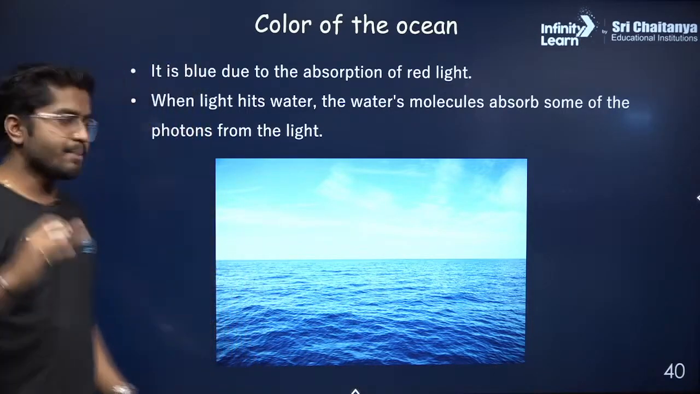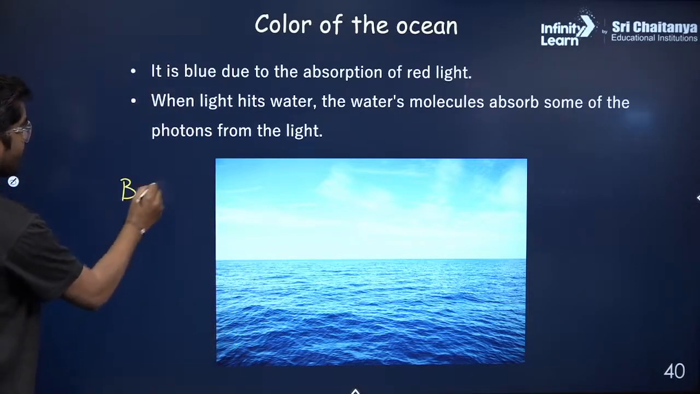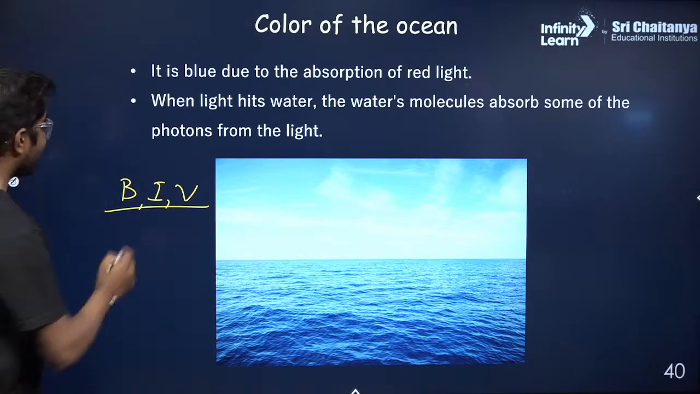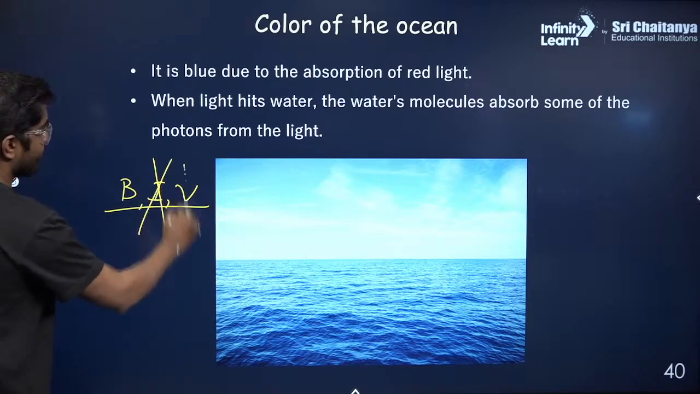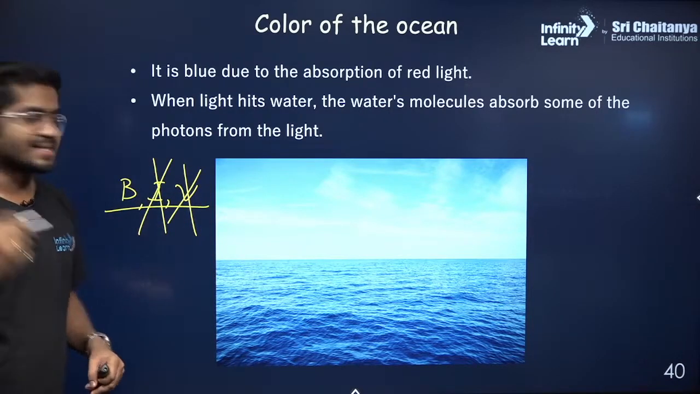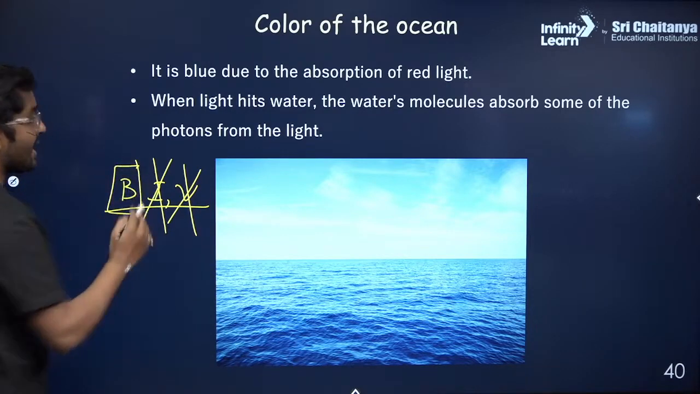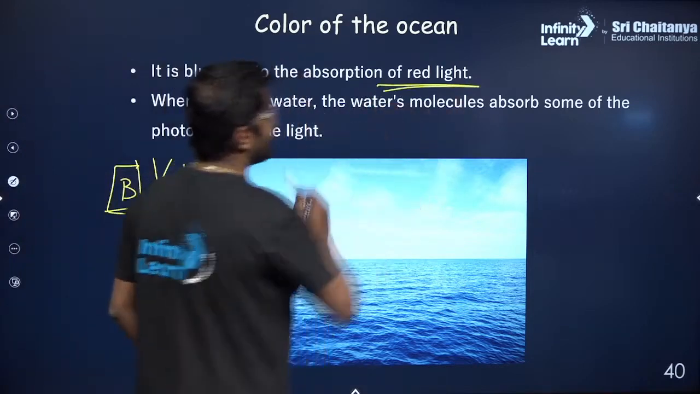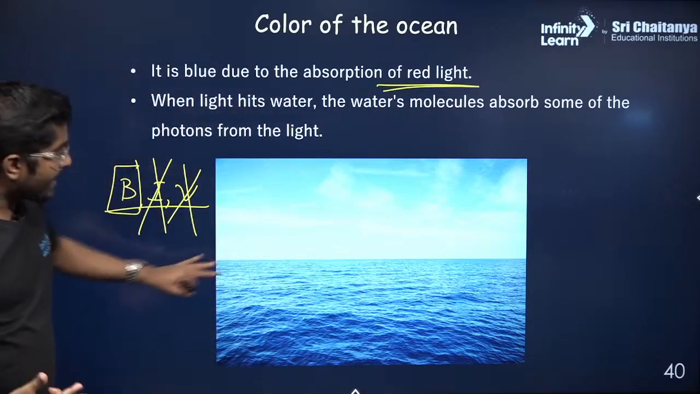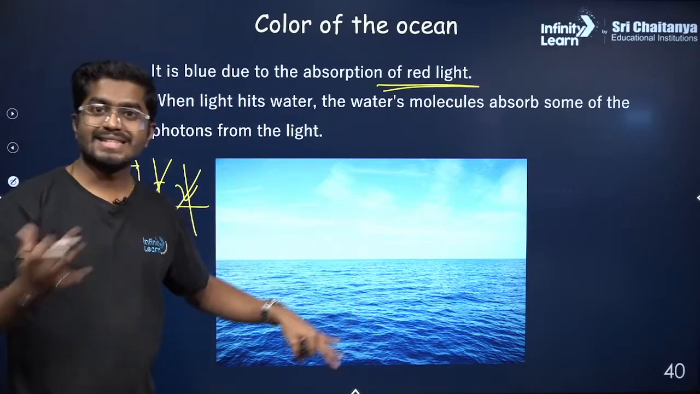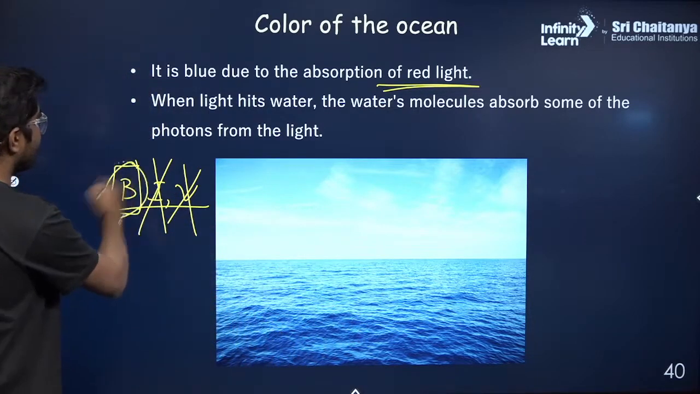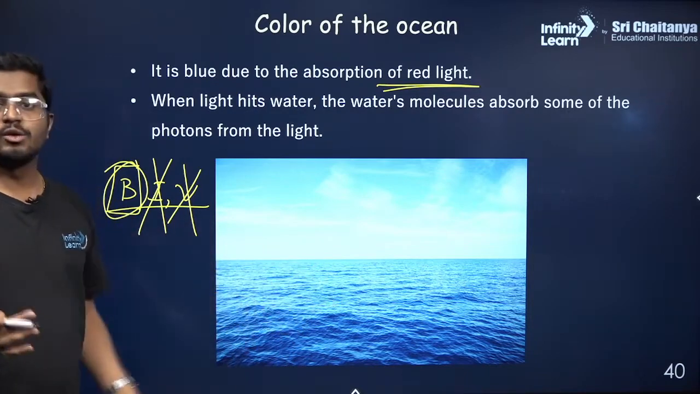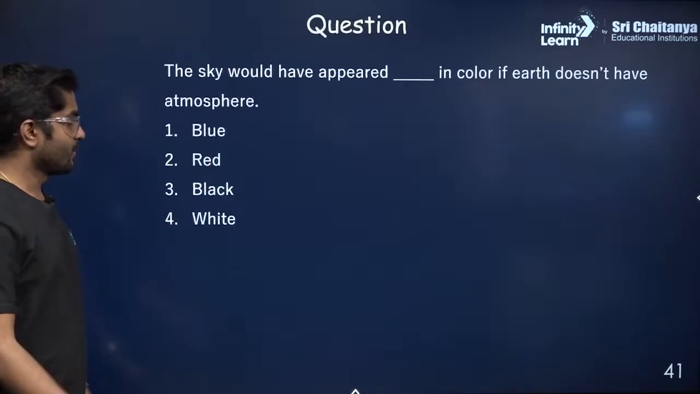Blue, indigo, violet will be scattered the most, but then indigo and violet are not sensitive to our eyes. Which one is sensitive? Blue color. And in addition to that, red light will be absorbed by these water molecules. So what is left? We are left with only blue color, most predominantly. So that is the reason the ocean appears to be blue.